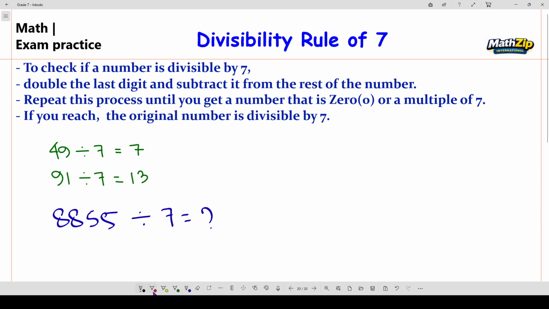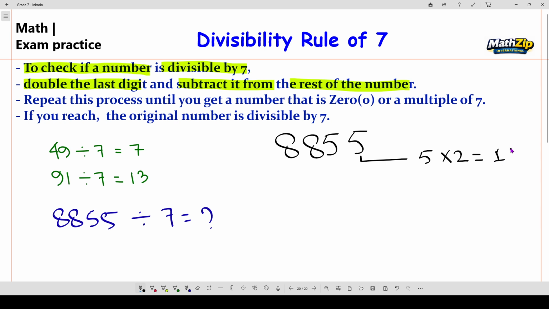How? Look, the first thing, to check if a number is divisible by 7, double the last digit and subtract it from the rest of the number. So look, here is 8855. The last digit is 5, so we will double this one. So 5 times 2, it will be 10. And subtract it from the rest of the number.